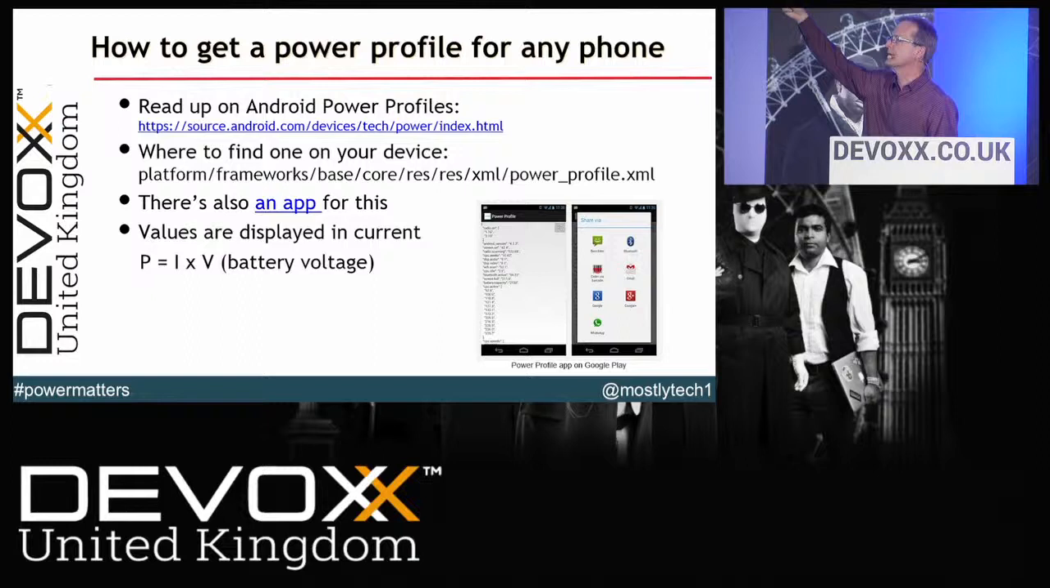So if you're wondering where you can get data like this on any phone, at least any Android phone, you can download the slides and click on that link, and it will tell you a bunch of information. If you want to find this data on your device, there's a path there. It's just an XML file you can access. Of course, there's an app for this as well. It shows the data in current, but of course you can easily convert it to power if you want.